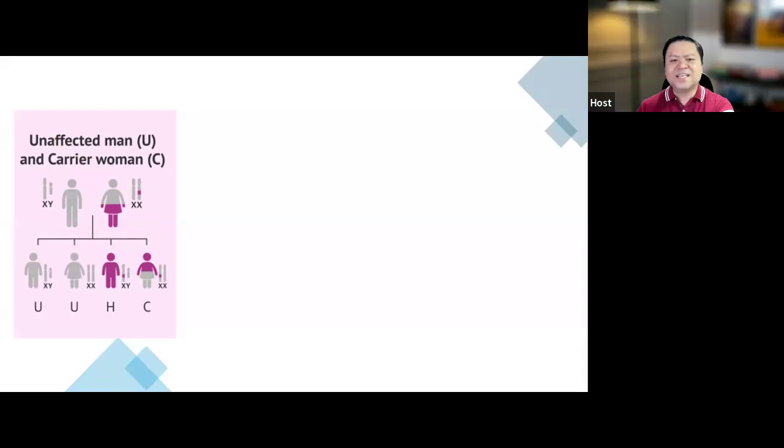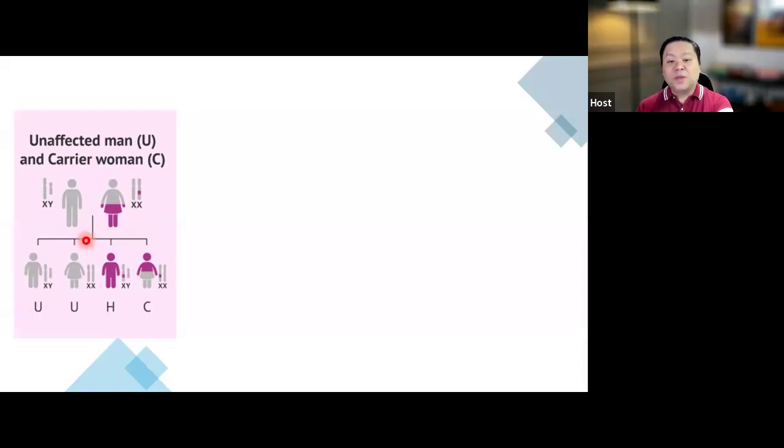So, for example, when they have four offspring, according to gender, each son has a 50% chance of inheriting the X chromosome with the hemophilia gene mutation from the mother, because the mother is a carrier. So they have at least a 50% chance of inheriting it.